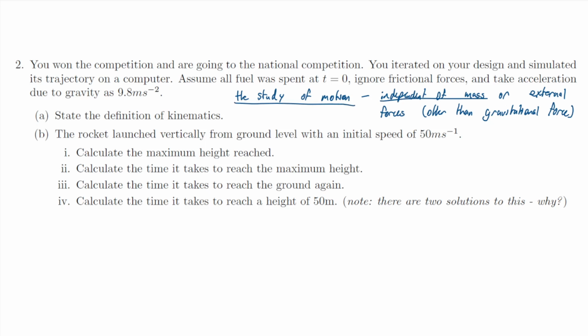Question B. Now, the rocket was launched vertically from ground level, so from a height of 0, with an initial speed of 50 meters per second. Right, and it does say vertically, so let's take up as positive and down as negative. We can ignore the horizontal direction for this problem. Calculate the maximum height reached.